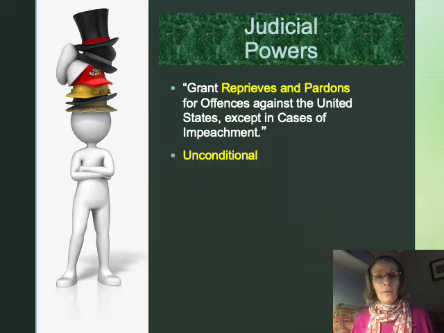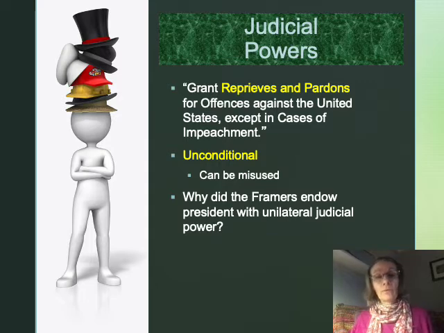There is no check on the reprieve and pardon powers of the president, and this power can be and is misused. So, for example, when Bill Clinton was president of the United States, he pardoned his brother, Roger Clinton, from federal drug offenses. President Trump was criticized for pardoning a lot of his close associates, Roger Stone, Steve Bannon, Paul Manafort. And there's no check on that. The president has this unconditional judicial power of granting reprieves and pardons.